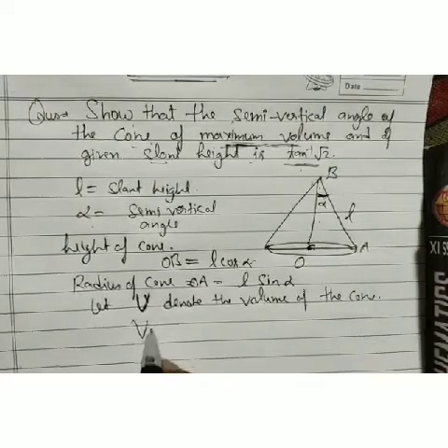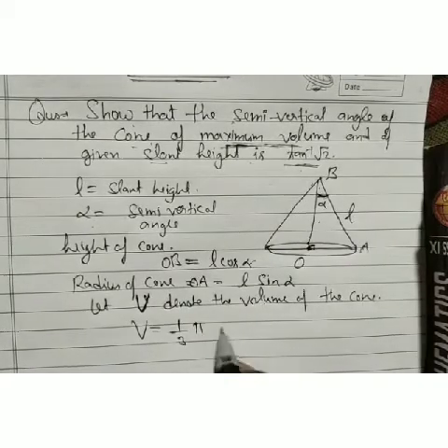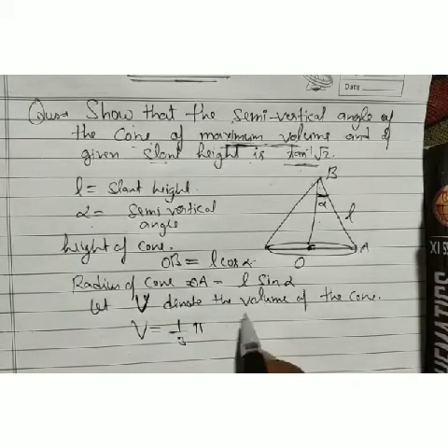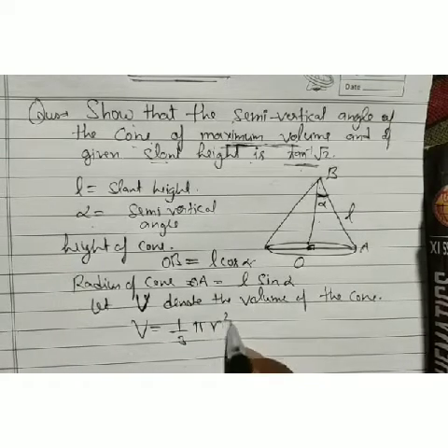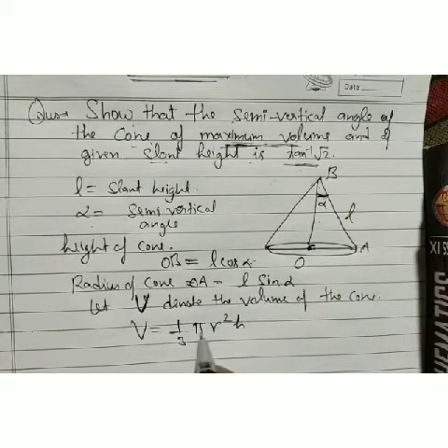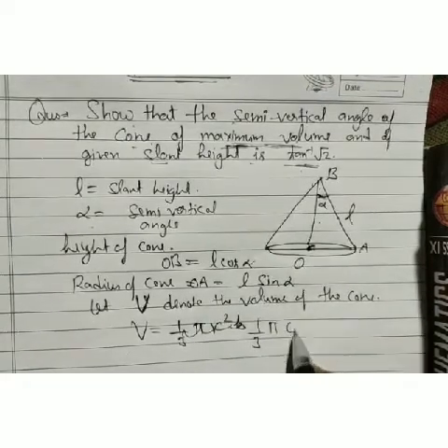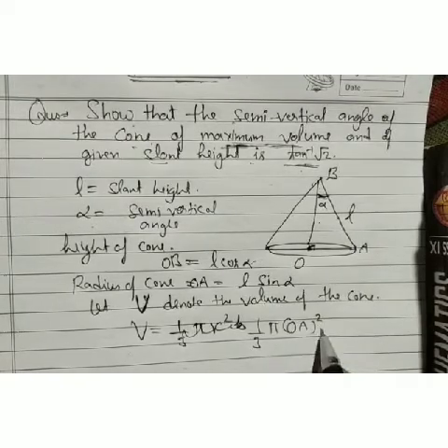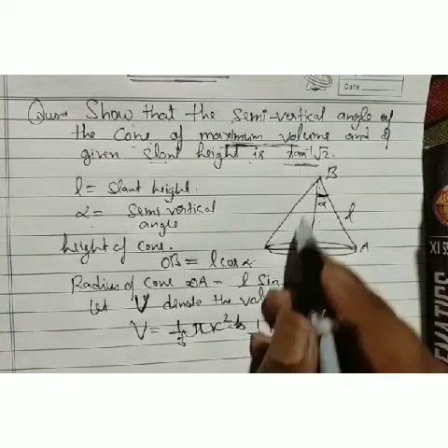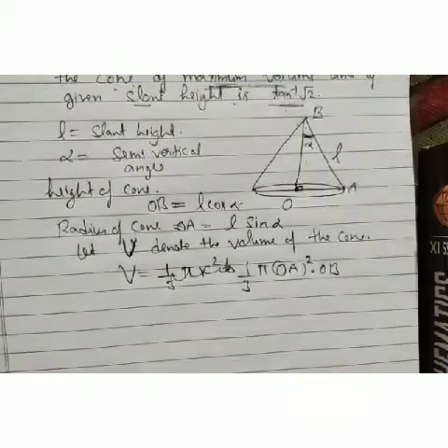Then what we have: V is equal to, what is the volume of a cone? V is equal to 1 by 3 pi r square h. Then we take our r as OA. Then we change it to 1 by 3 pi OA square into our height, which is OB. Now we are going to put the values there.